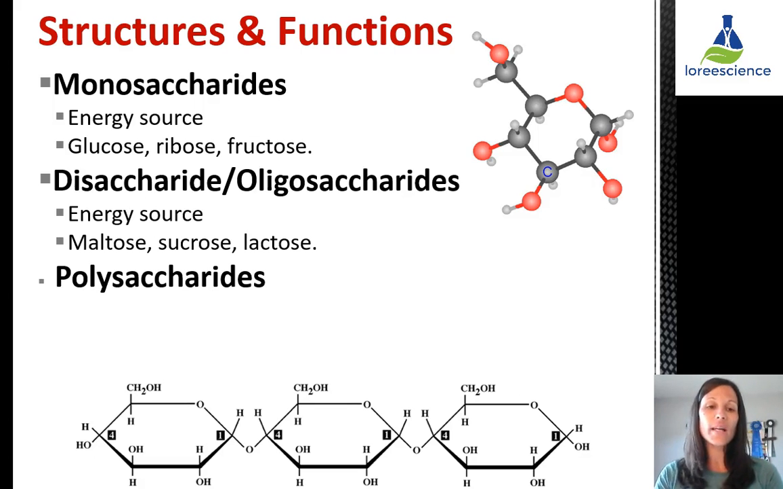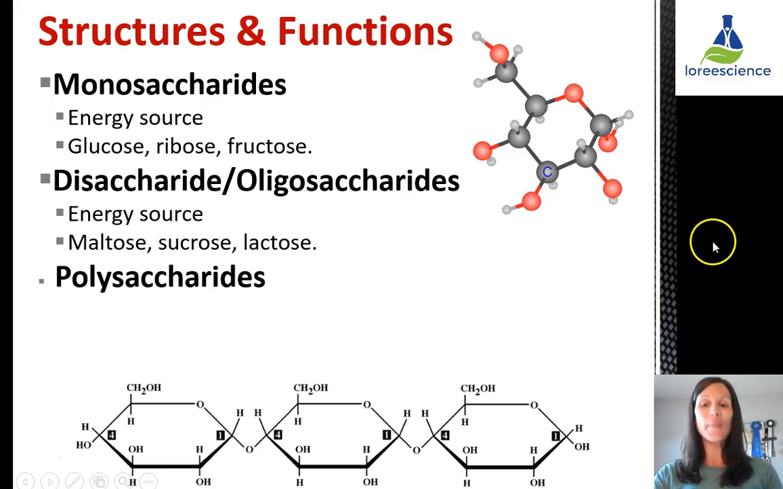When we're talking about maltose, that's two glucose molecules put together. When we're talking about sucrose, that is glucose and fructose. So glucose and a five-sided ring put together. So just two put together. Lactose is also a disaccharide.